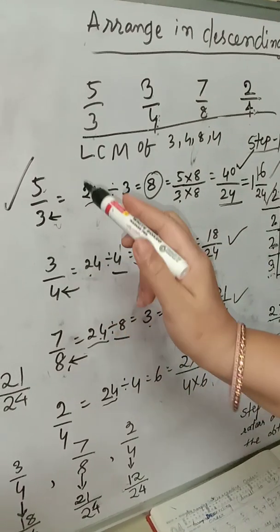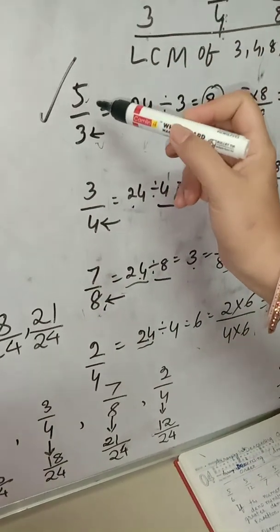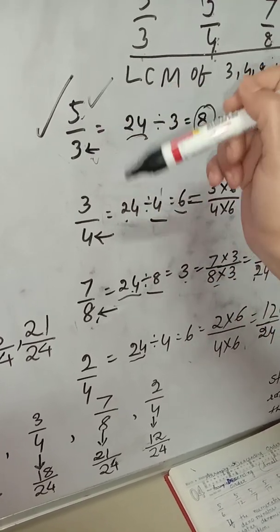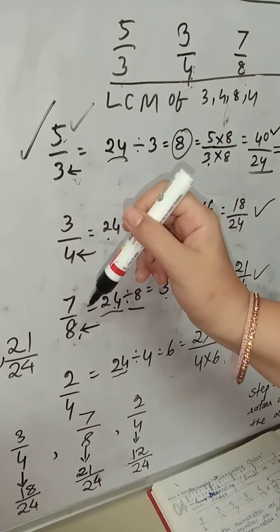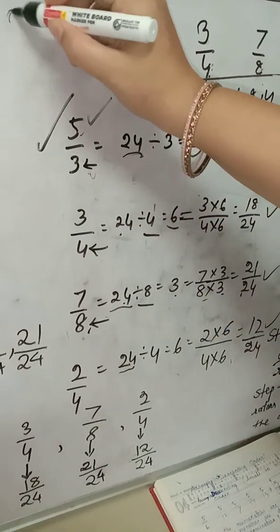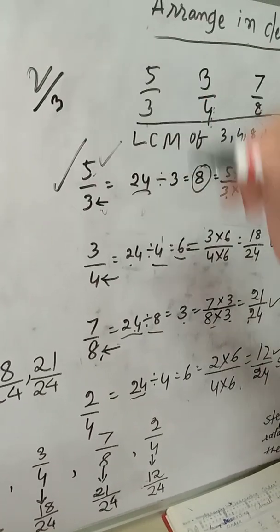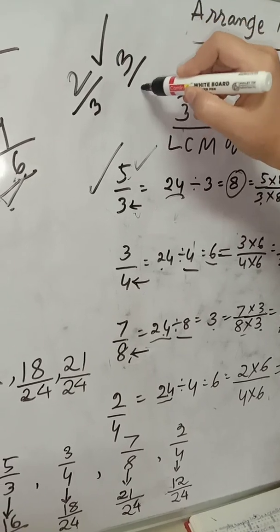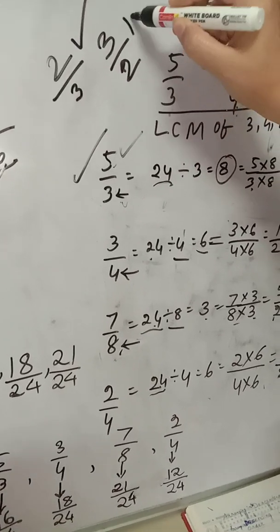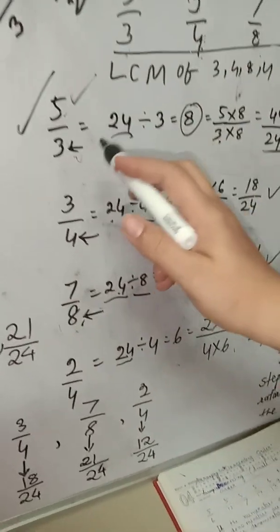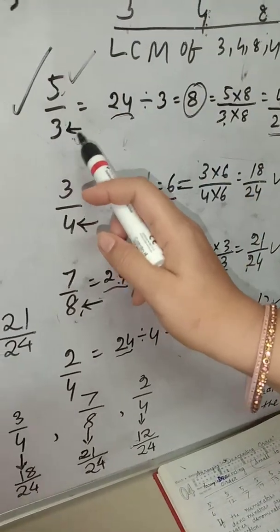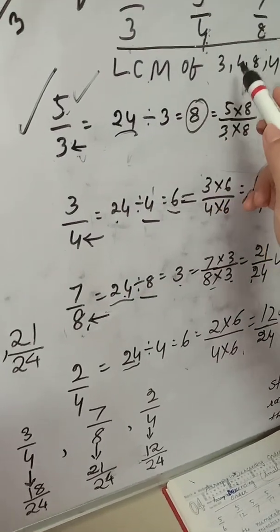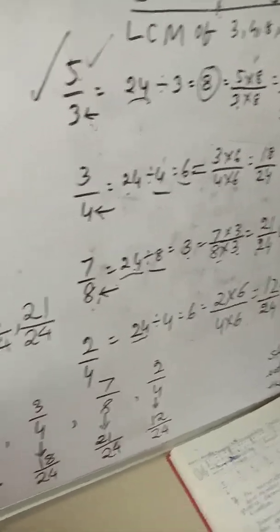So to make it more clear, we are going to the first fraction. 5 upon 3 is an improper fraction. Proper fraction and improper fraction you must have known. If the numerator is smaller than the denominator, it is a proper fraction. But if the numerator is bigger than the denominator, it is an improper fraction. So whatever the result, that also will be improper only. So first the LCM of 3, 4, 8, 4 is equal to 24.